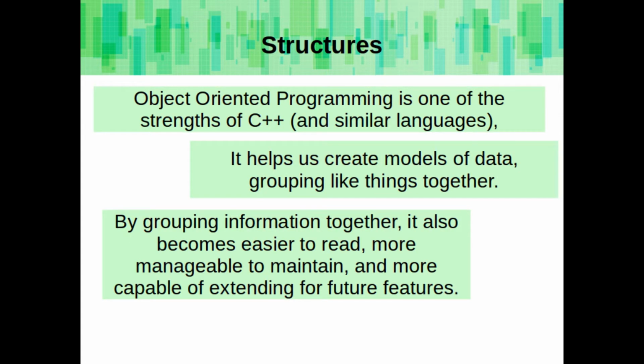Object-oriented programming is one of the strengths of C++ and similar languages. It helps us create models of data, grouping like things together. By grouping this information together, it also becomes easier to read the code, more manageable to maintain, and it makes it possible to extend your code in the future when you're adding features.